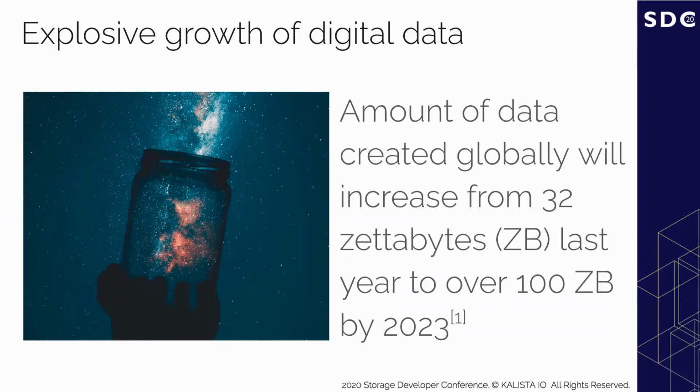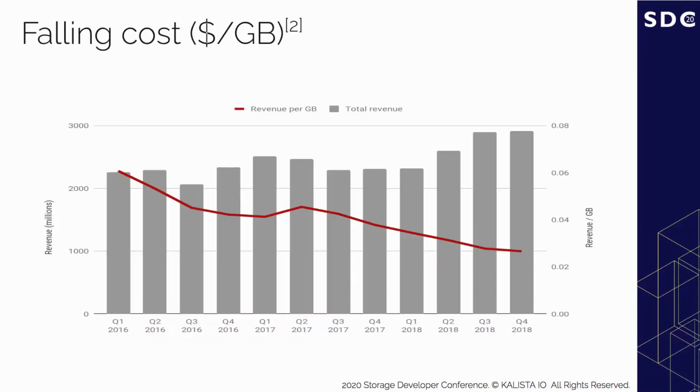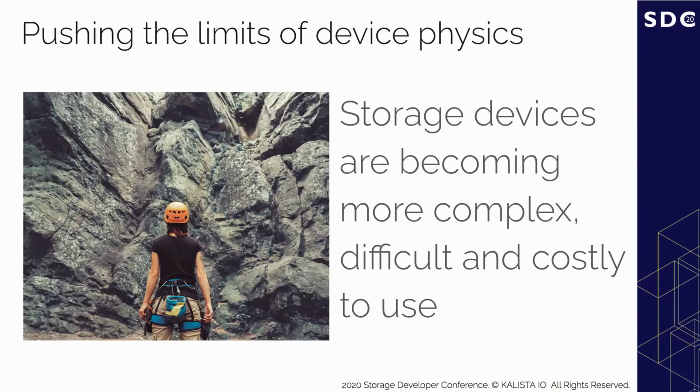The first and most obvious trend is that there is an explosive growth of digital data. This means we need cost-effective storage. Dollar per gigabyte must go down so we can store all the cat videos and memes that we create. However, this puts pressure on device makers to continuously come up with larger, faster, and cheaper devices, which leads to increasingly complex architectures and usage models for new devices.